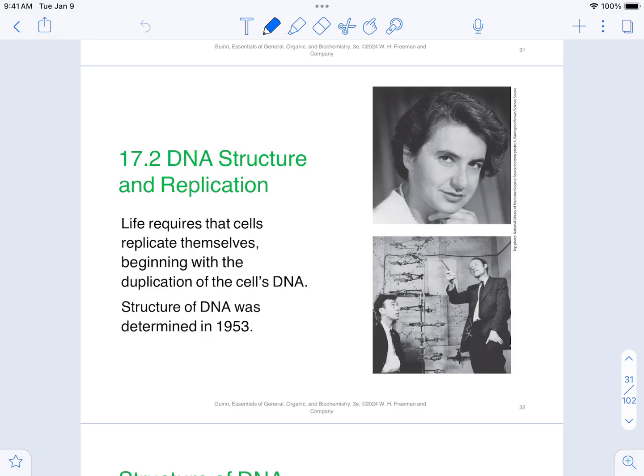This video is on DNA structure and replication. So for life to exist, a cell has to be able to replicate itself. And in 1953, James Watson and Francis Crick, who are depicted at the bottom of the picture here, determined the three-dimensional structure of DNA. And they actually got the Nobel Prize for this. The top picture is Rosalind Franklin, and she also contributed to this, but she was not eligible for the prize because she was not alive at the time. But this was in 1953, so this is a fairly recent discovery, all things considered.